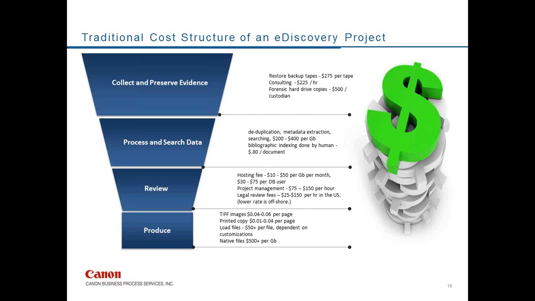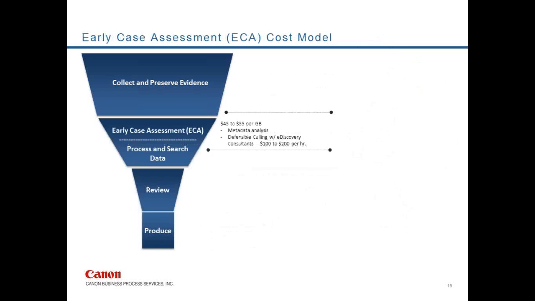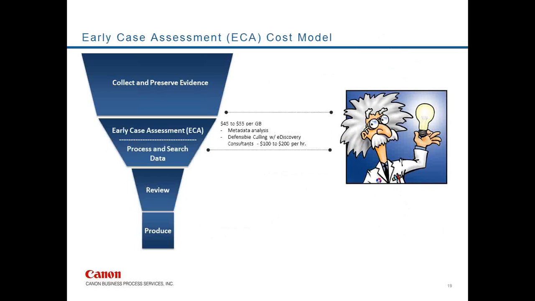The other model that we talked about is the ECA model. Next slide. The ECA model has the same cost structures that we just went over, but it has that additional component of bringing all of the data in at a much lower price, applying those analytics, and then getting into your processing and your review. You'll see that the early case assessment ingestion rate is more around $45 to $55 a gigabyte instead of the $200 to $400 for processing. So you go through that phase, and that gives you a way to apply technology in a defensible way to really reduce your document set.